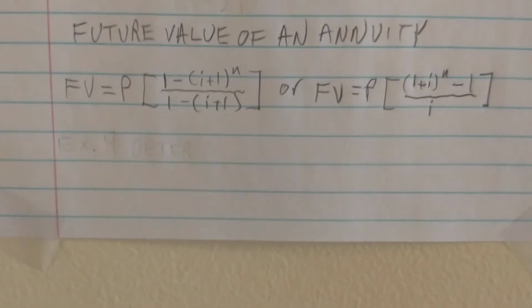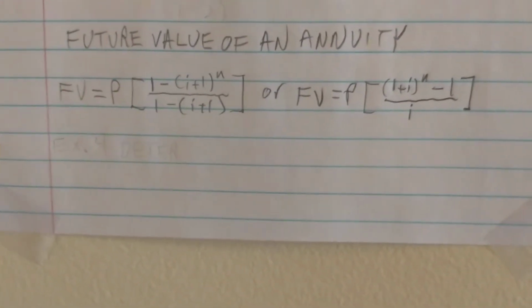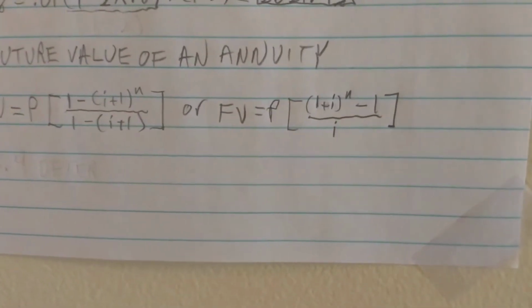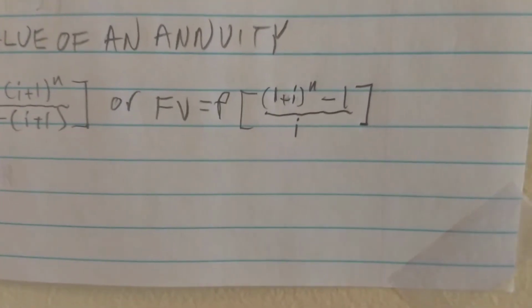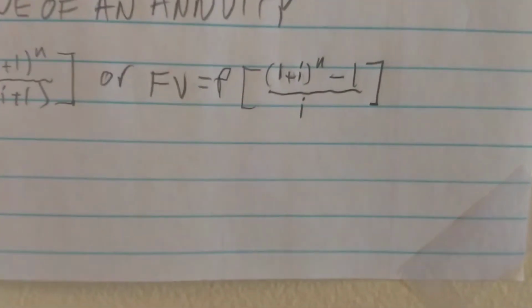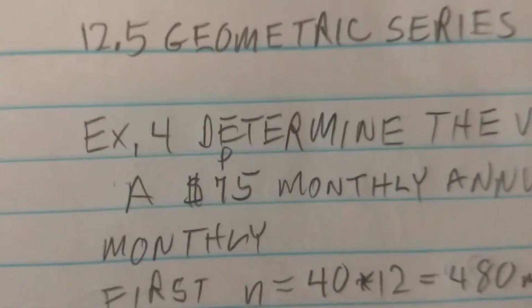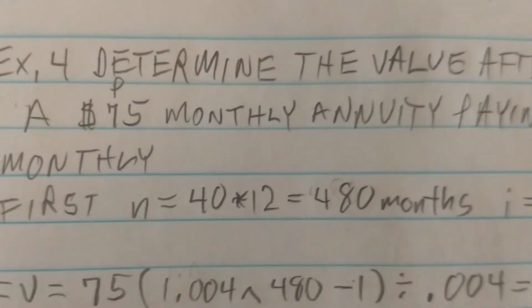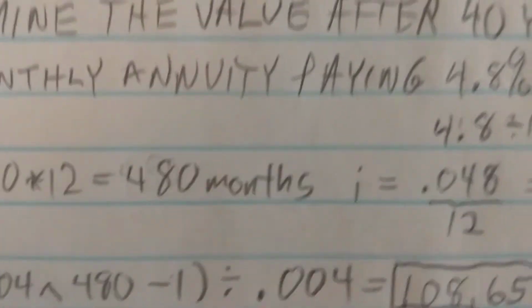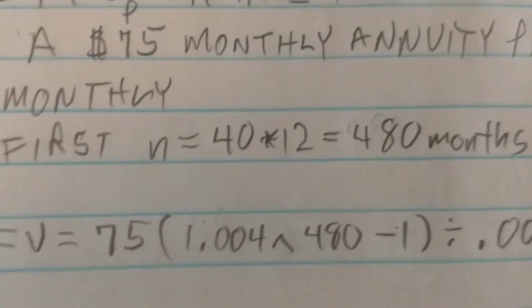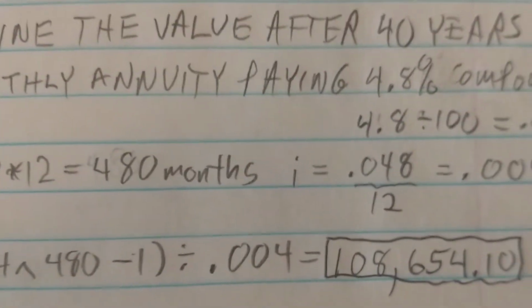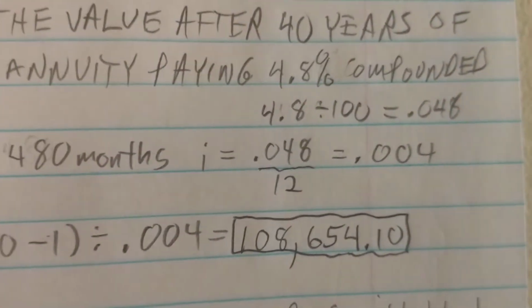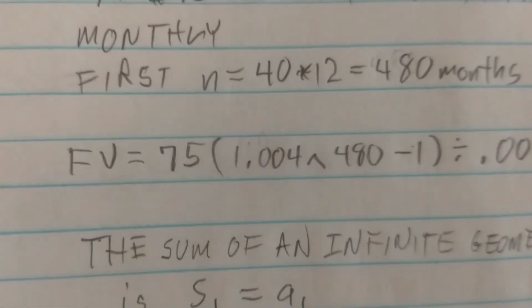So over here, what we're going to actually plug into is the second one. FV, the future value, is equal to the amount you're putting in monthly, times 1 plus the interest rate to the n power minus 1, over the interest rate. Okay, so here we'll plug into that formula on example 4. Determine the value after 40 years of a $75 monthly annuity paying 4.8% APR compounded monthly.